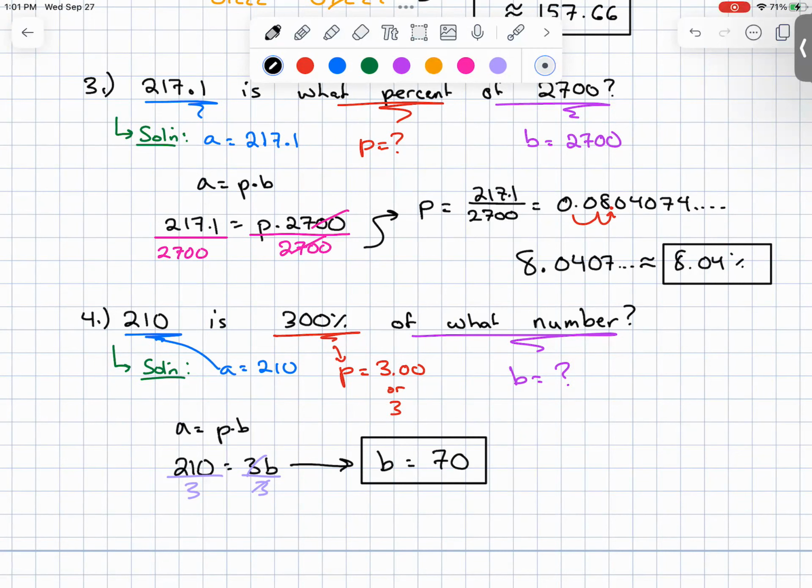All right, I have the answer up here. I decided to change this one. I originally had it as 210 is what percent of 70. Because if you did that, you get the p-value of 3. But remember, that's as a decimal. But either way.